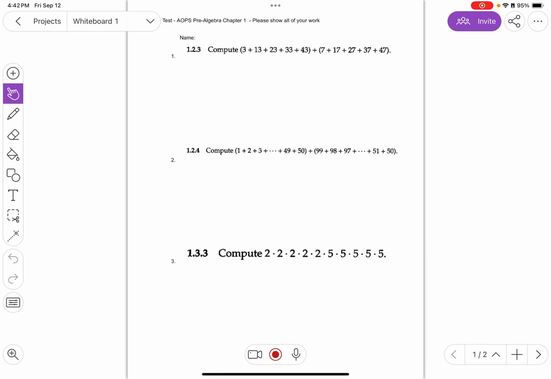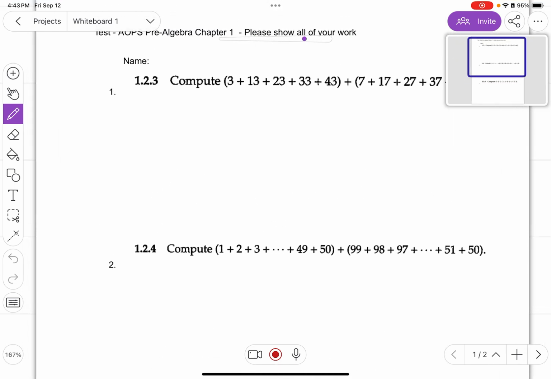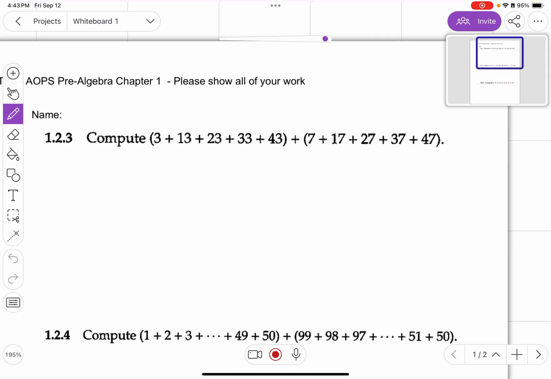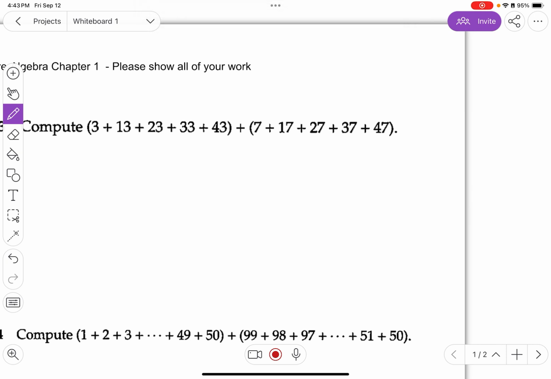Okay, so we want to look at the test that we had for our 7th graders, and it was exactly what we had done on the assignment. So in this one, let's make it a little bit bigger. We're just going to pair it up, and in this case, we're going to pair up the smallest and the biggest.